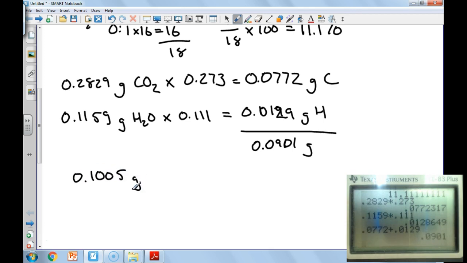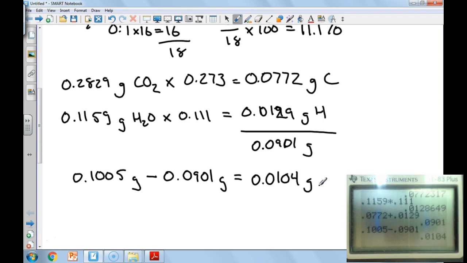And now I know that 0.1005 grams of sample minus how much carbon and hydrogen there are is going to give us the leftover mass, 0.1005. Sometimes my fingers get ahead of my talking. Minus 0.0901, and so that's 0.0104 grams of oxygen. So now we have the number of grams of carbon, the grams of hydrogen, and the grams of oxygen in this thing.